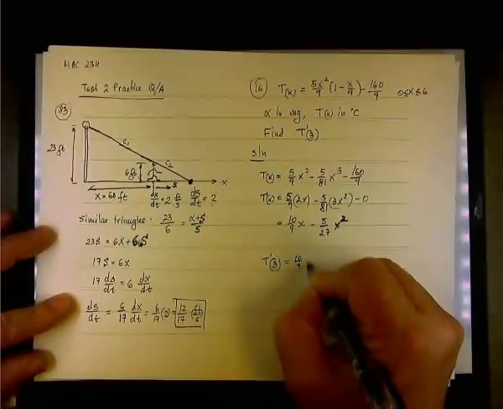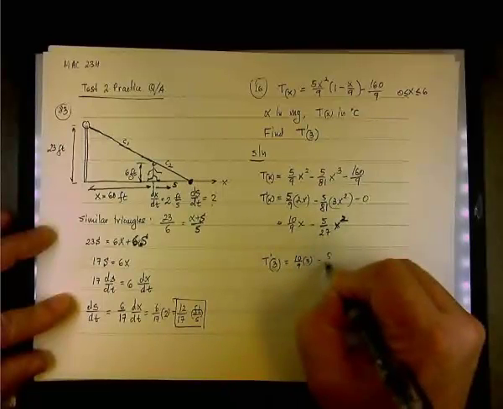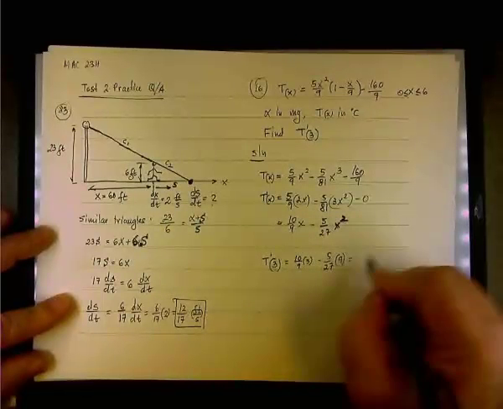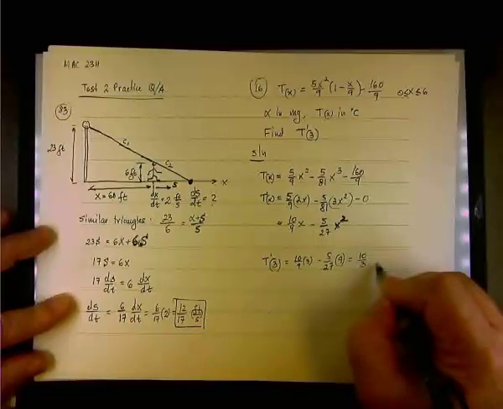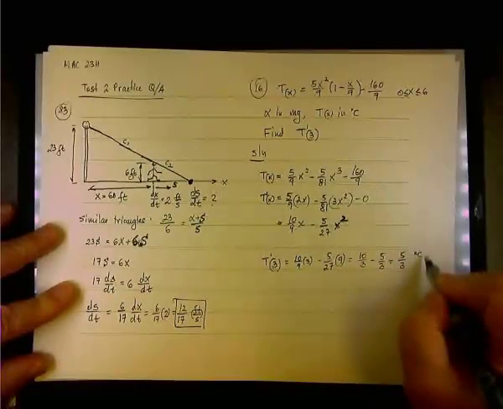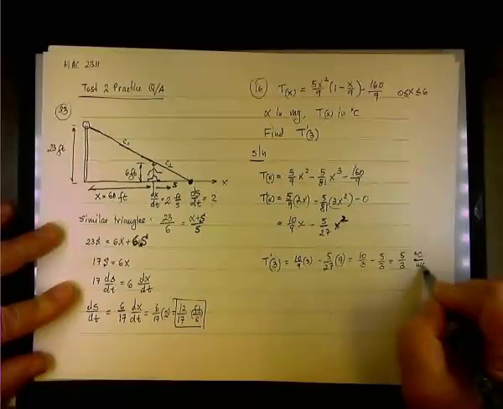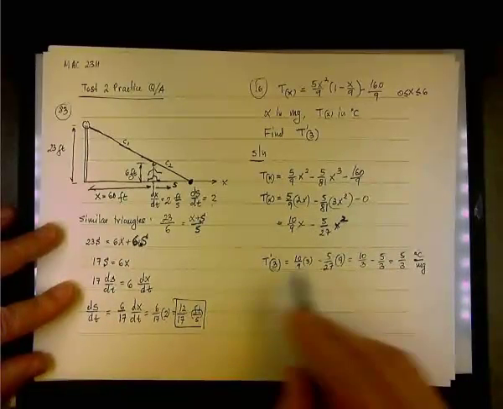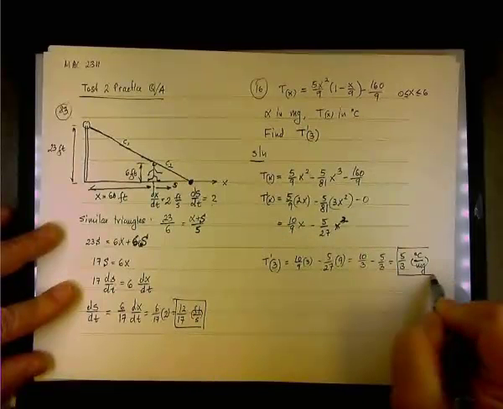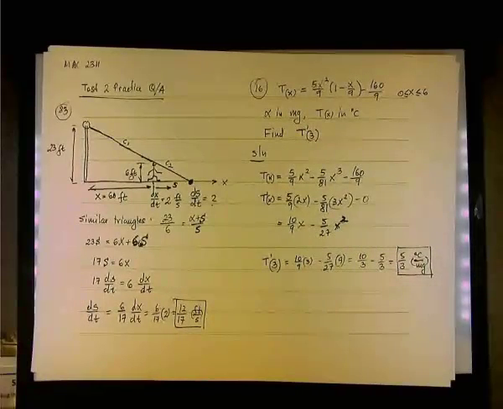And now just plug in 3 and get 10 over 9 times 3 minus 5 over 27 times 9. So we have 10 over 3 minus 5 over 3. Well, this will be 5 over 3. And that will be in Celsius per milligram. Remember, this T prime is dT/dx, so the unit will be Celsius per milligram, and the answer, quantitatively speaking, is 5 over 3.